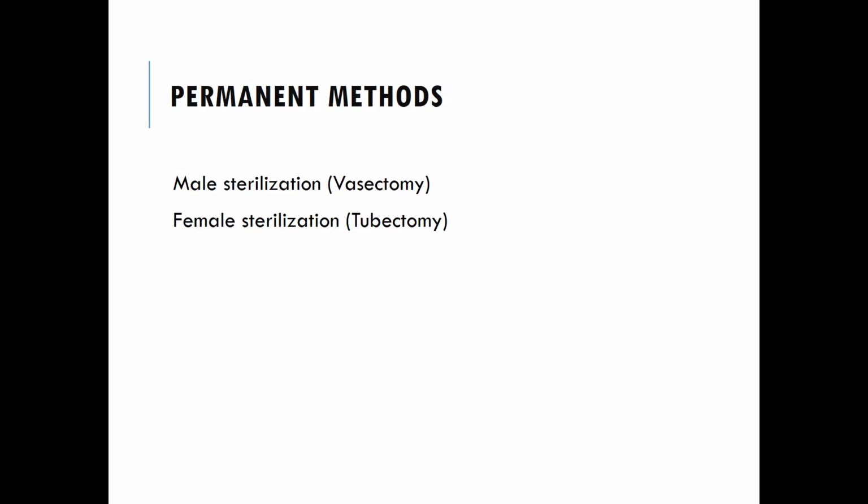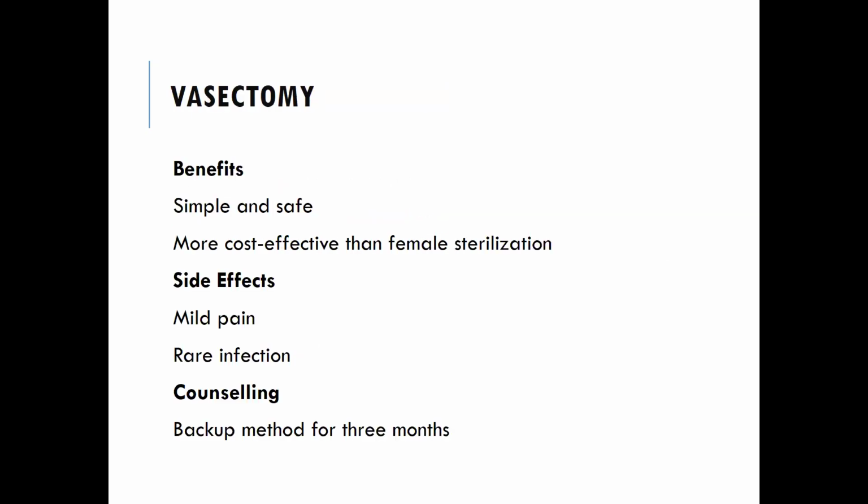Then we have permanent methods, which include male sterilization and female sterilization. Male sterilization, the procedure is a vasectomy, and the benefits of it are that it is a simple and safe method, more cost effective than female sterilization, and the side effects include mild pain and a rare infection. Counseling should be done that they have to manage a backup method for 3 months, because the fertility stops after 3 months.